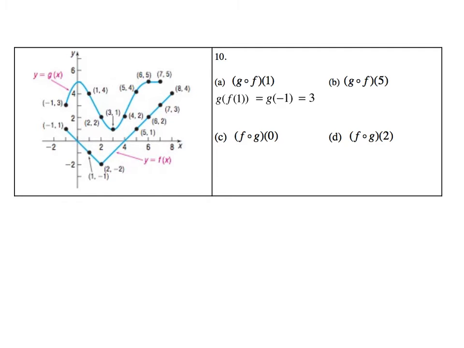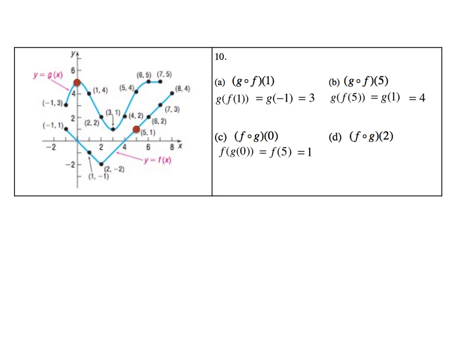Next problem, g of f of 5. Well, f of 5 is 1. So now g of 1 equals 4. Next problem says f of g of 0. Let's start with g of 0. That equals 5. So now f of 5 equals 1. So to evaluate f of g of 0, the answer would be 1.